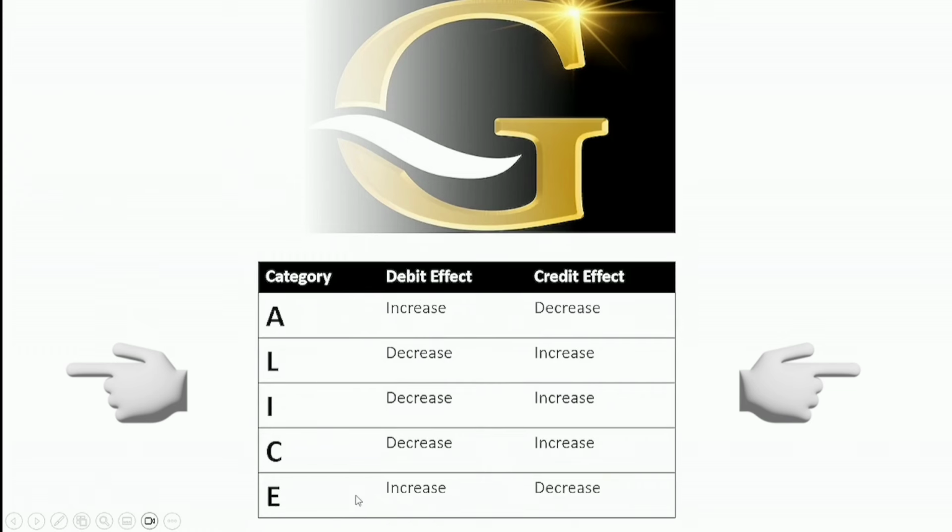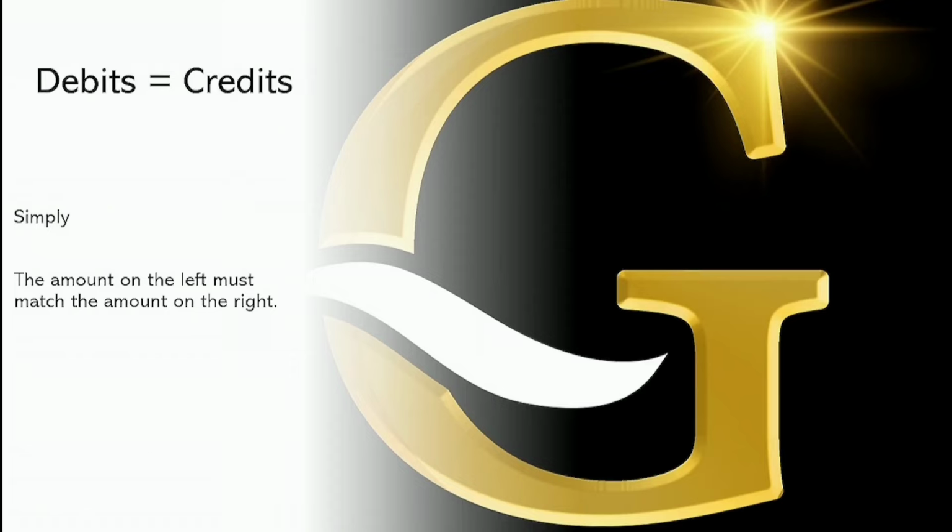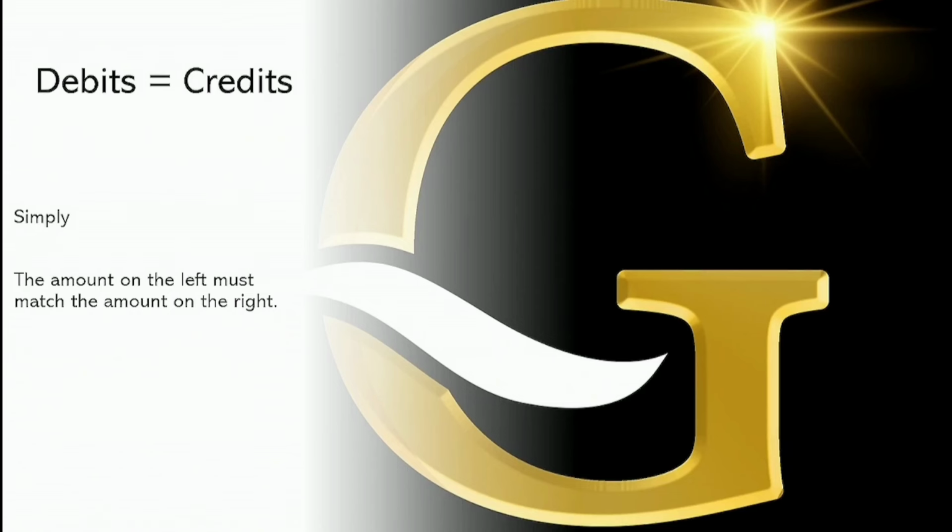Now let's go through some examples. We're just going to go through some basic examples and how to put this into effect. Again, debits must equal credits. The amount on the left must match the amount on the right. You have a $500 sale. You're going to increase your cash by $500 and increase your sale by $500.